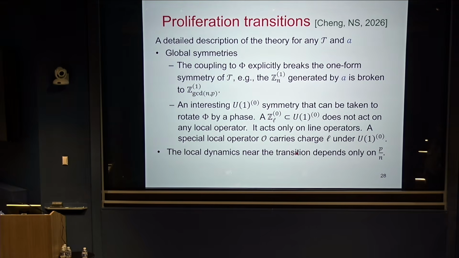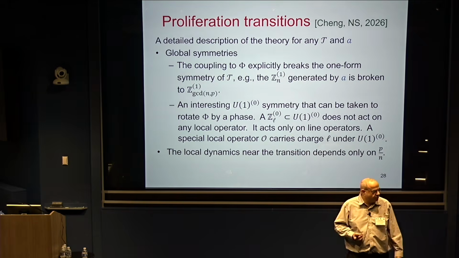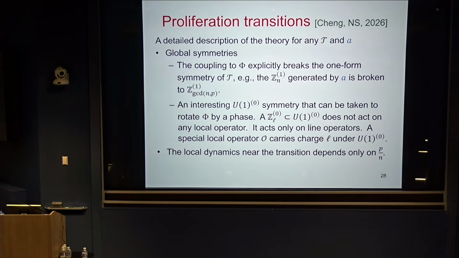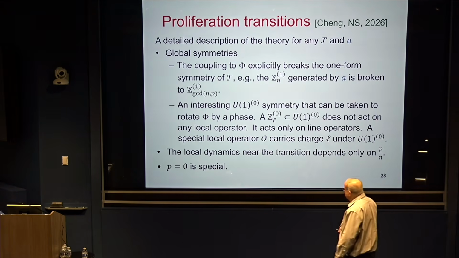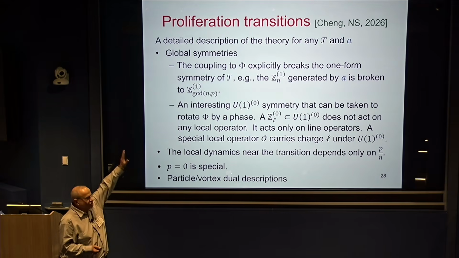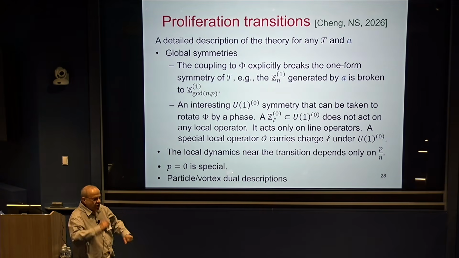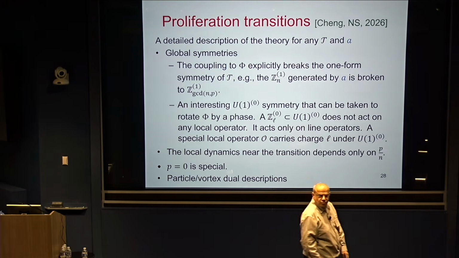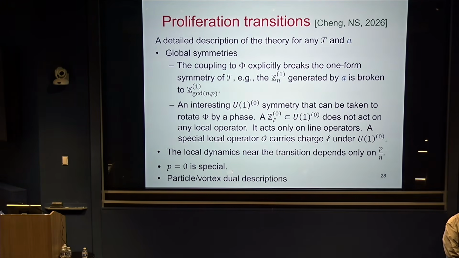And also the local dynamics near the transition depends only on the rational number P over N, which is again surprising, because we had an infinite number of theories labeled by all sorts of things. The local dynamics near the transition depends only on one rational number, P over N. The case P equals 0 is particularly interesting, and I'll say more about it soon. And now you can take this whole story, use particle-vortex duality, and have an equivalent version of the same story. Yes? What determines the index L?